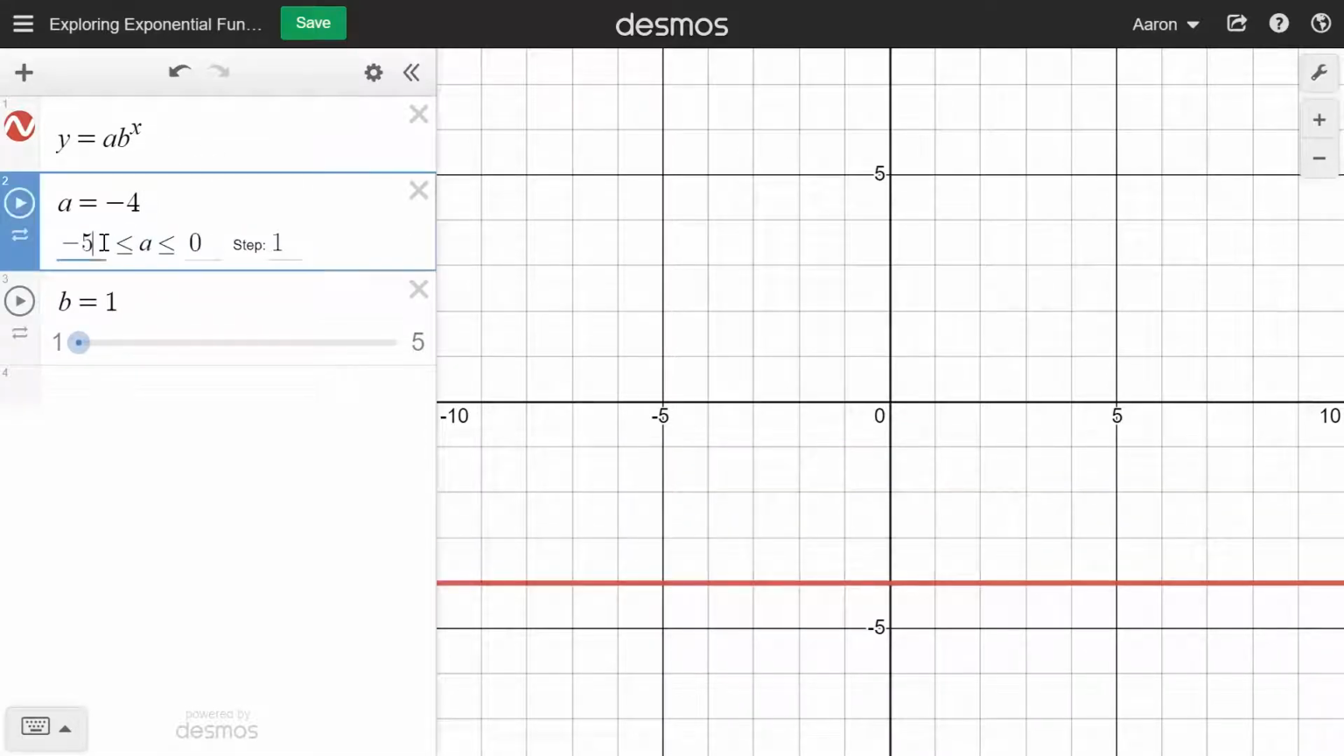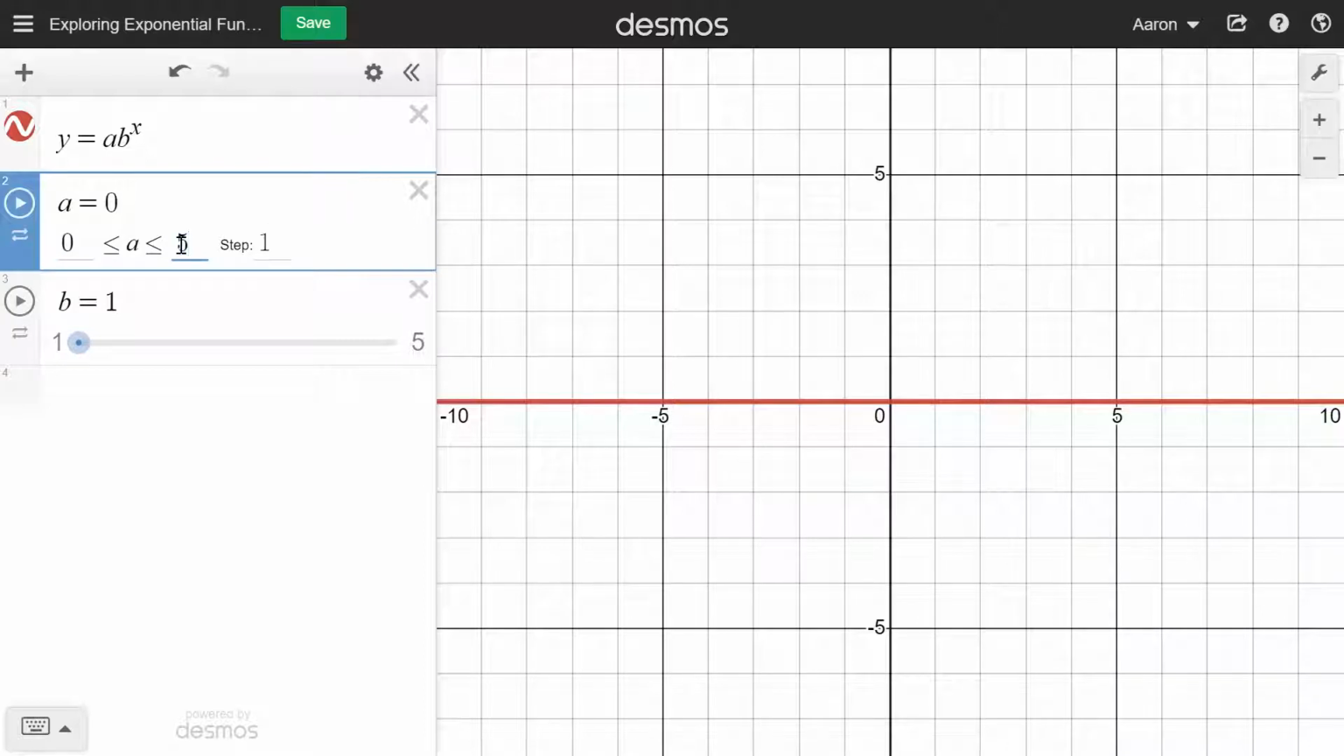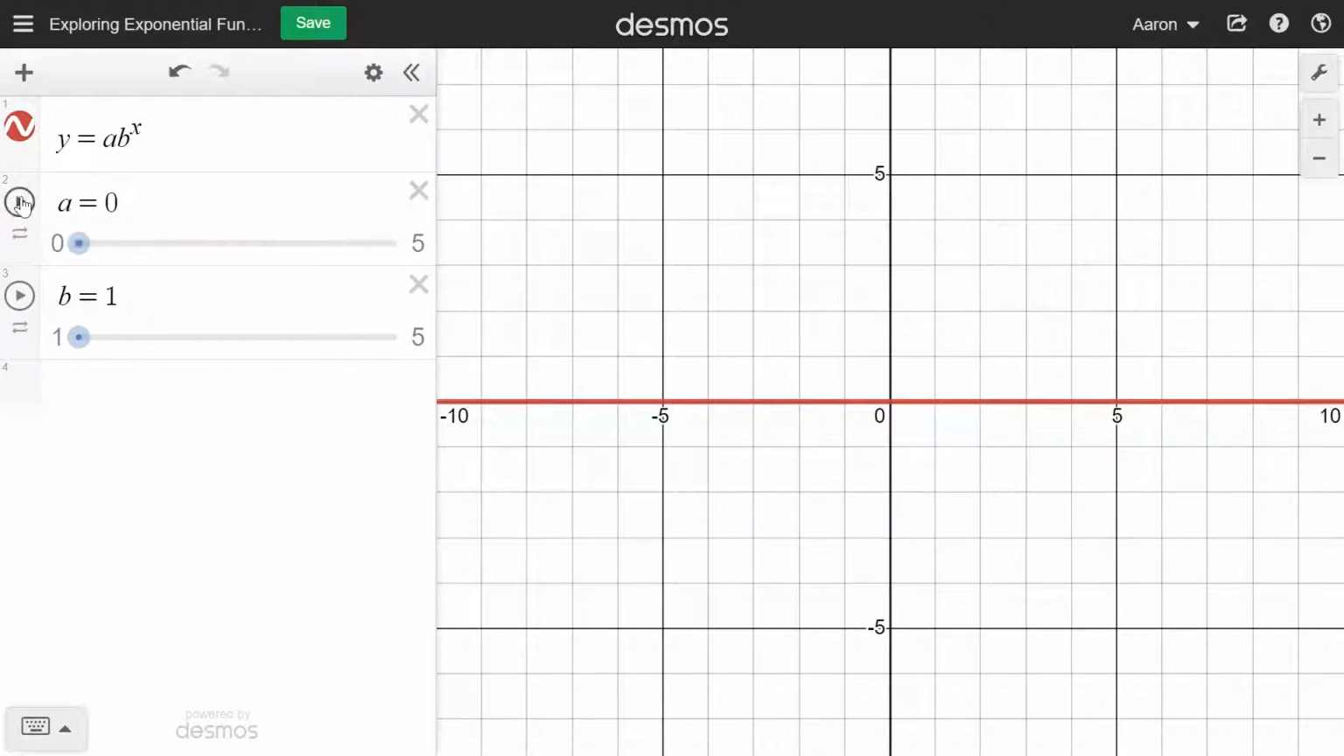You may have already picked up on what the a value represents here. The a value, if I press play and just let it play through, seems to change how high up or low down the graph is, right? But it's even more than that. Let's see what happens when we change our b.